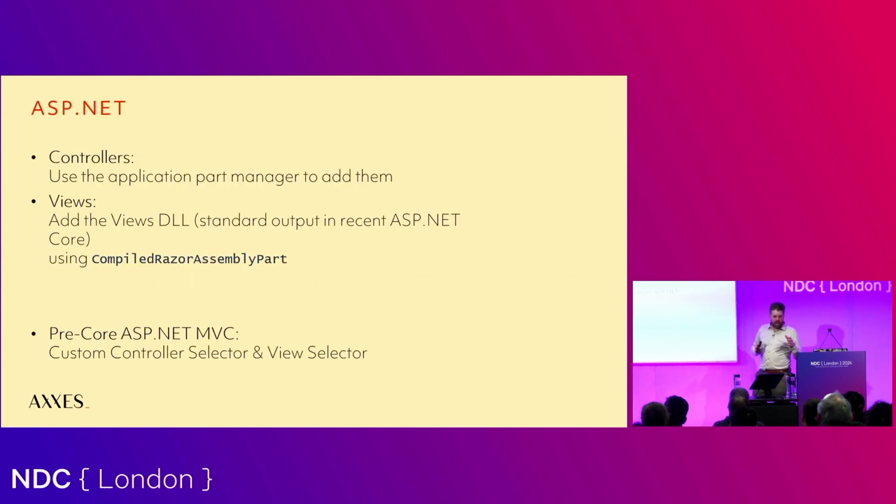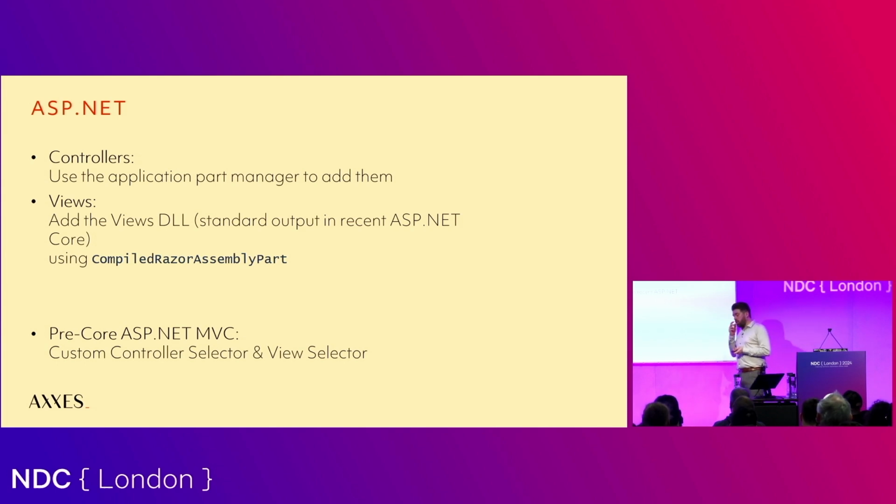Now, ASP.NET was another tricky thing. And remember, we wrote this in old ASP.NET times. If you want to add more controllers to a running application, that used to be very tricky. You had to write a custom controller locator. You had to find your views in a different way. Now, what you can do is basically add other DLLs in ASP.NET Core, and for that you can use even the compiled Razor assembly parts to get Razor views from other assemblies as well.